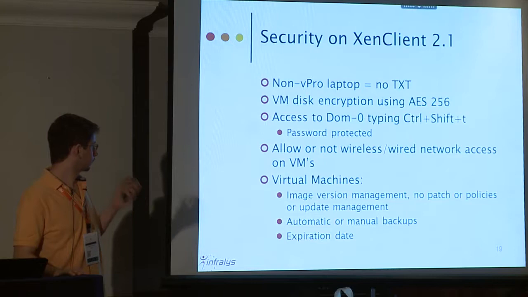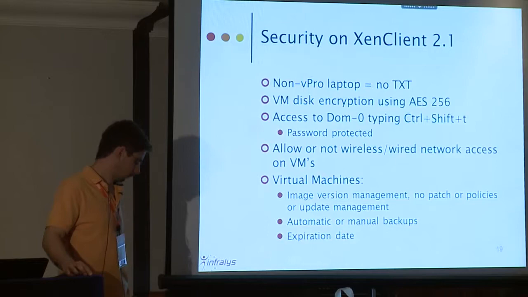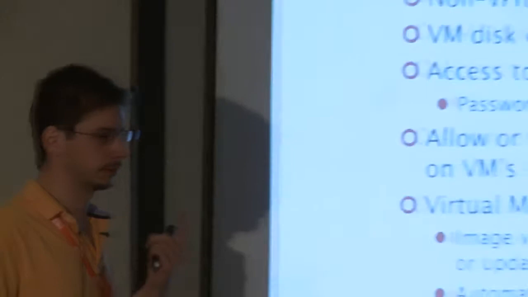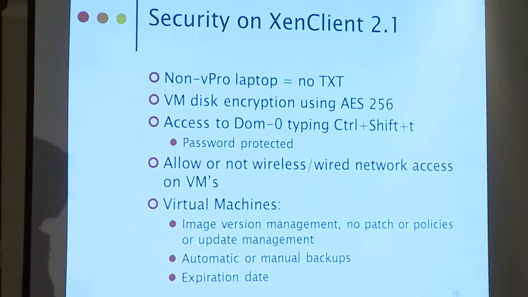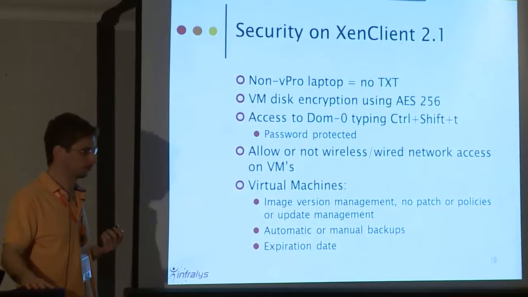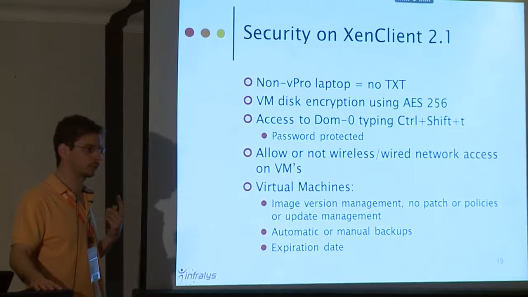About XenClient 2.1. Between the previous version of XenClient and this one, the compatibility list of the laptops was enhanced. But the reason is that there is no TXT available, so the laptop doesn't have to be vPro. That's a pretty bad thing. The VM disk encryption is using AES 256. XenClient 2.1 will not encrypt the whole disk, but only the VHD files.